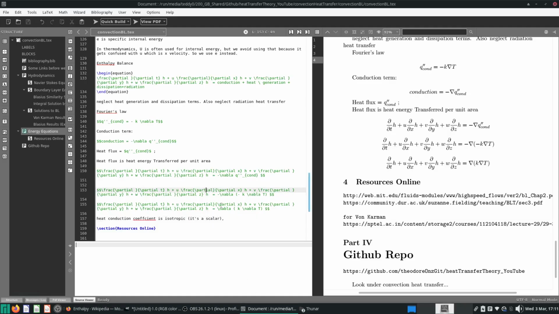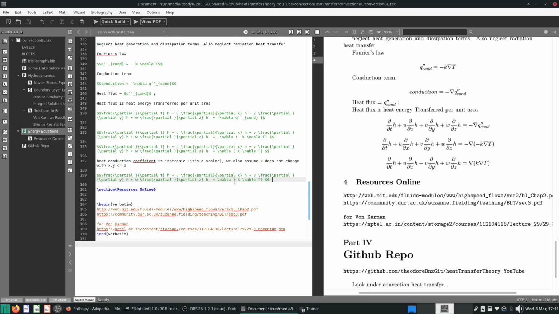Okay, so almost at 20 minutes, but let me finish this. And we also assume K does not change with X, Y, or Z. So K is the same everywhere. So we can bring this K out, and then we'll get nabla square T, and that's the Laplacian of temperature.